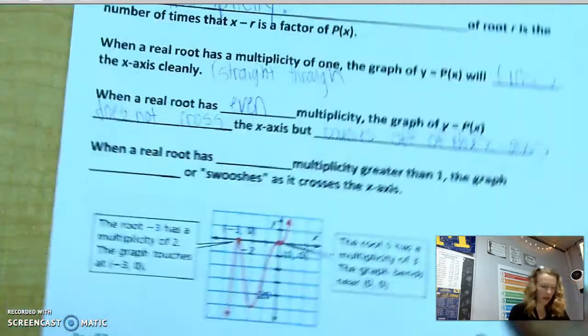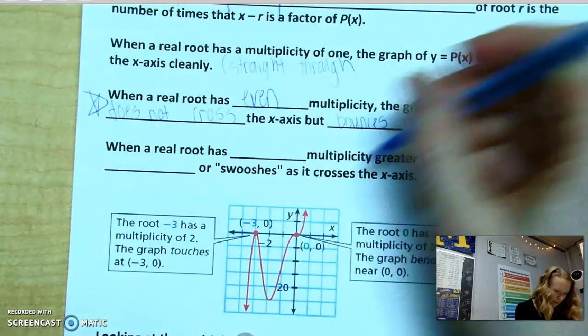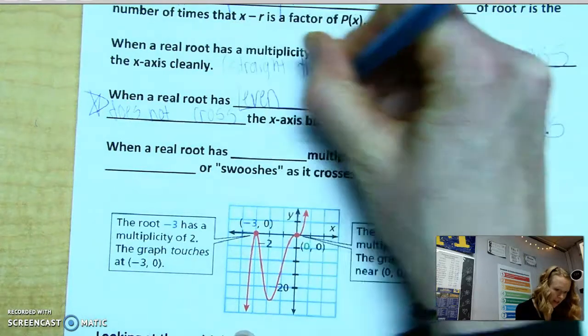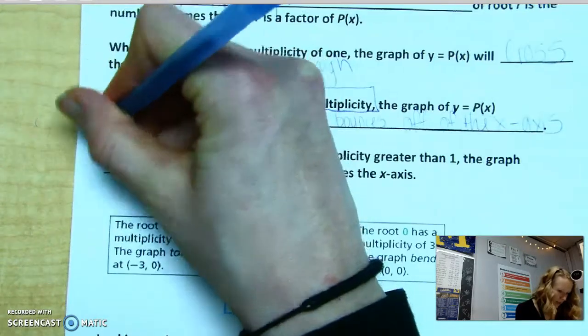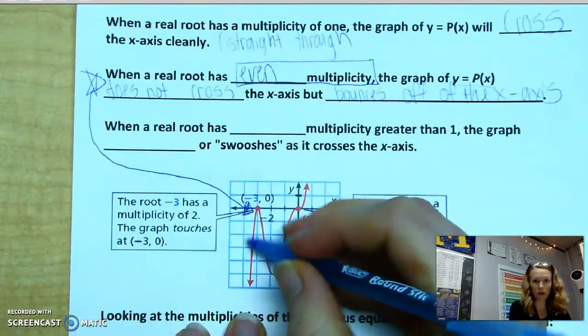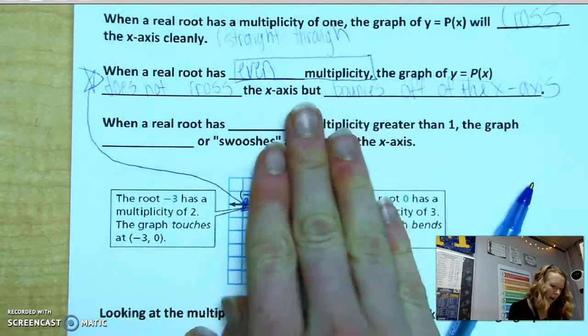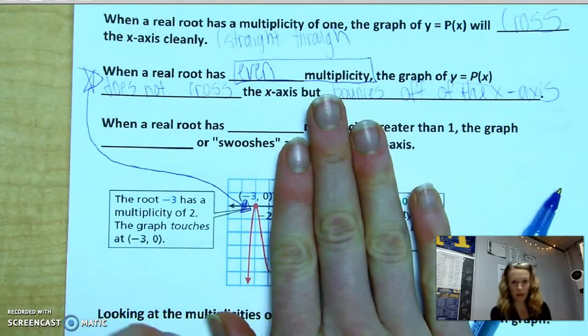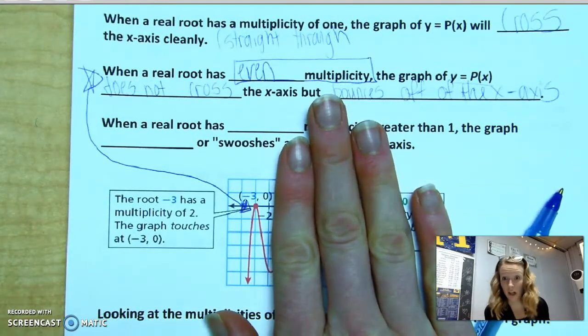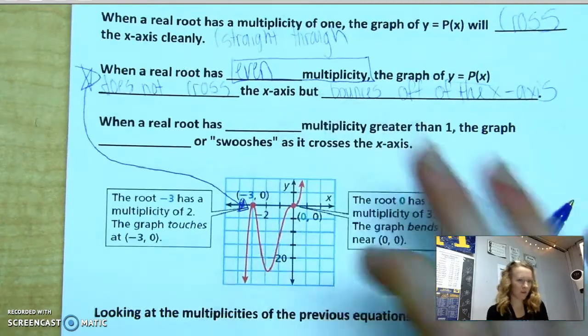So you're going to see with the even roots, or the even multiplicities, this is an example right here. Do you see how it goes up and then it hits your x-axis but then bounces off? I like to think about it as even degrees being kind of like quadratics, right? X squared. And that kind of looks like a parabola. It's hitting the x-axis like a parabola.